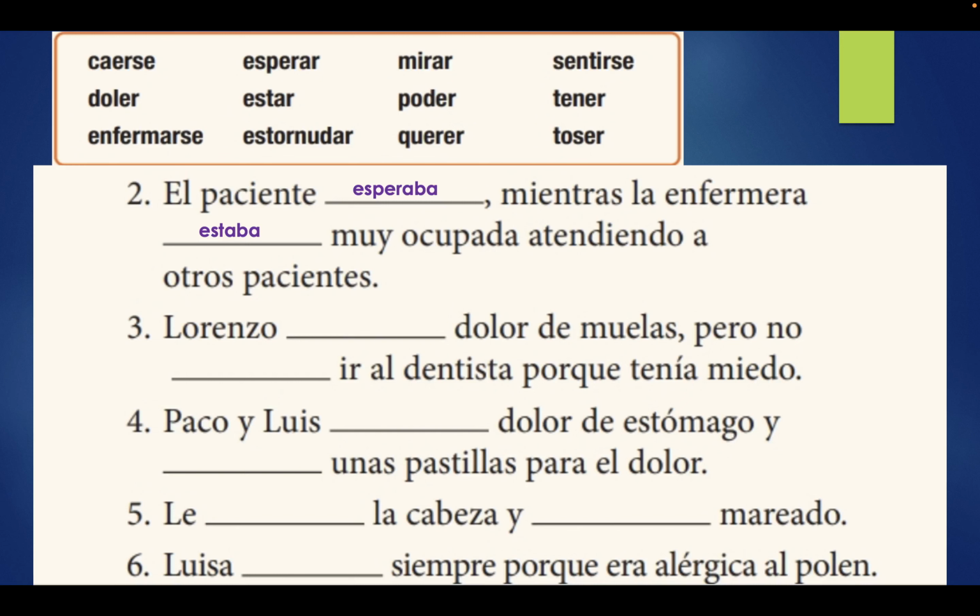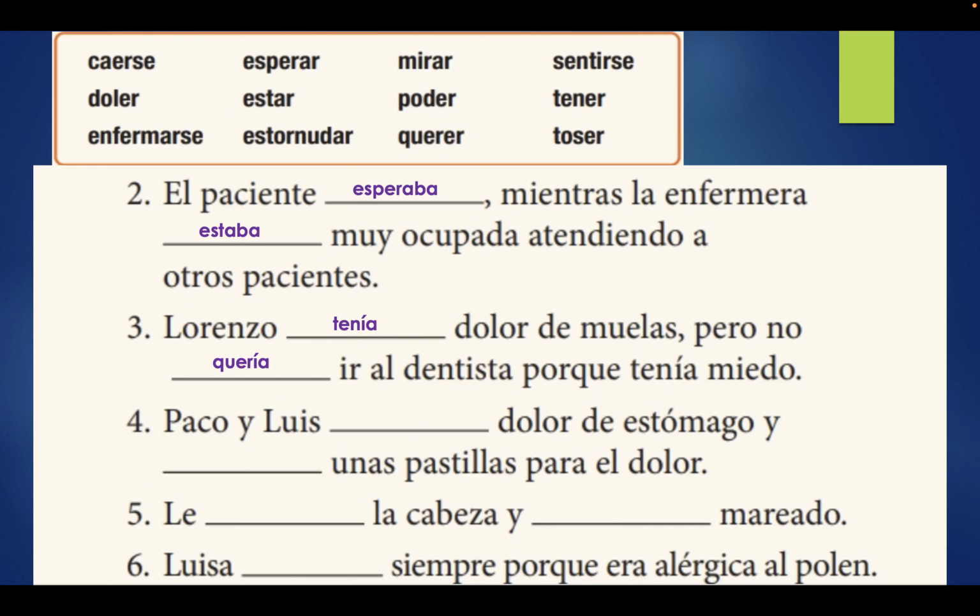So número tres, he had a toothache. We're going to take the verb tener, chop off our ER, and say that Lorenzo tenía dolor de muelas. He had a toothache, but he wasn't able to go. Again, we want to use the verb poder to say he wasn't able, pero no podía ir al dentista porque tenía miedo. He wasn't able to go.